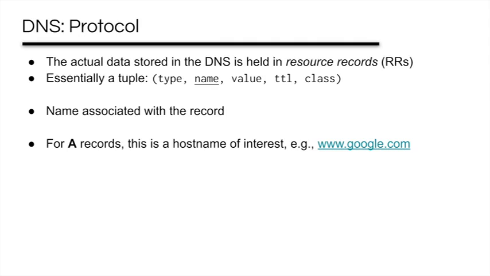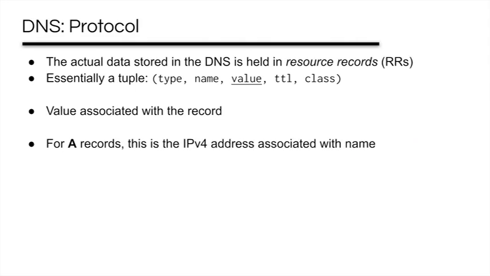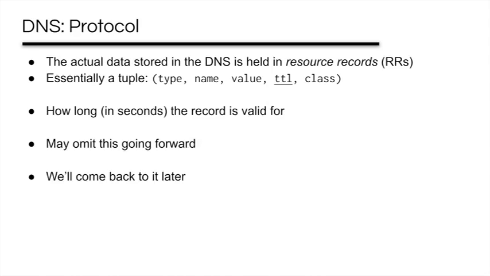The name field of the tuple is basically just the name associated with the record. For example, in A records, this is the host name of interest, like www.google.com. The value is the value associated with the record. For A records, this is the IP address associated with the name. The TTL is how long in seconds this record is valid for. When I write out tuples going forward, I may omit this value.